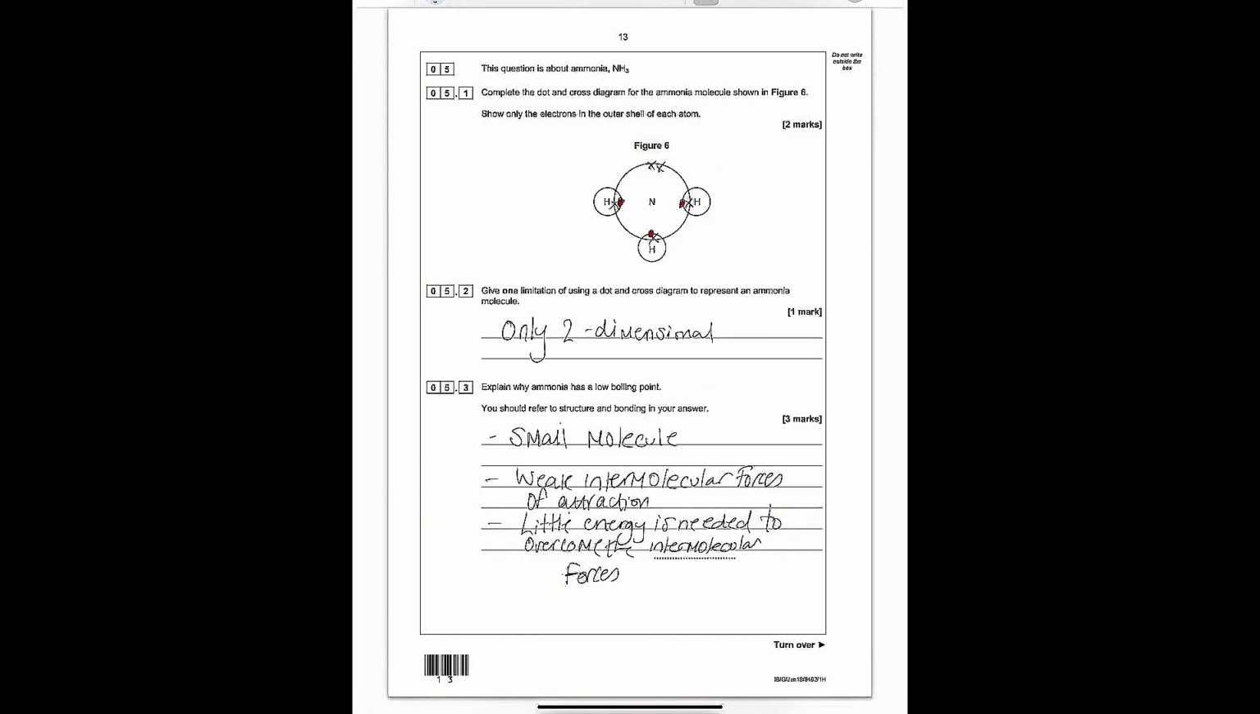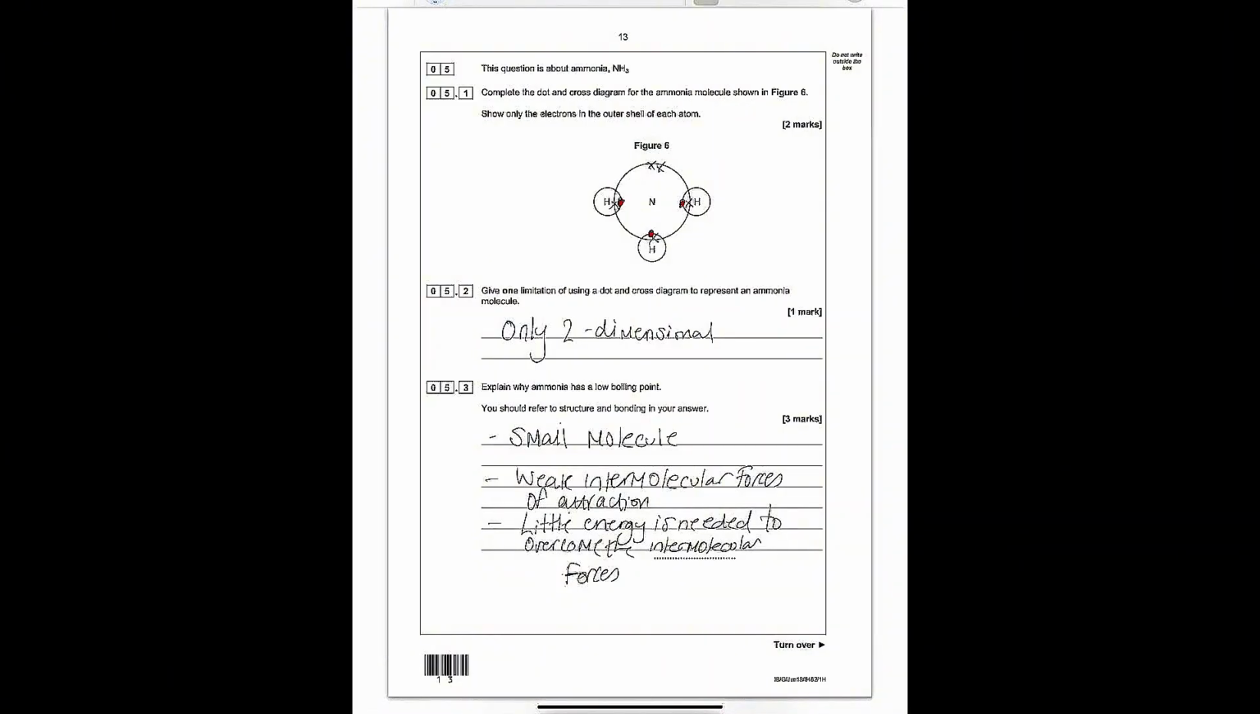Right, 5.2. Give one limitation of using a dot and cross diagram to represent an ammonia molecule. So we can write down it's only 2-dimensional, and that's 1 mark. Next question is 5.3. Explain why ammonia has a low boiling point.